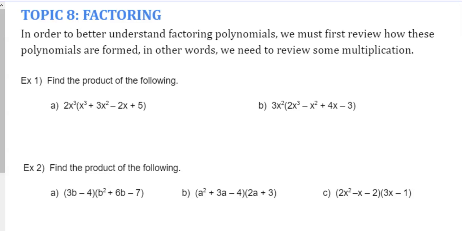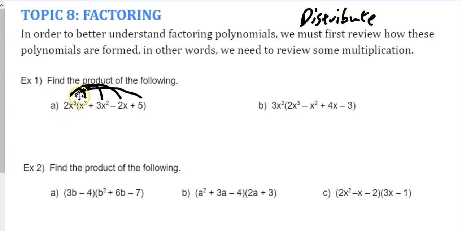Typically, we have a monomial times a larger polynomial here. We need to distribute the 2x cubed to every term. It doesn't matter how many terms are in here. Terms are separated by addition and subtraction, so there's 1, 2, 3, 4 terms. We have to distribute it to all of those. You're going to hear me say that a lot. Distribute.